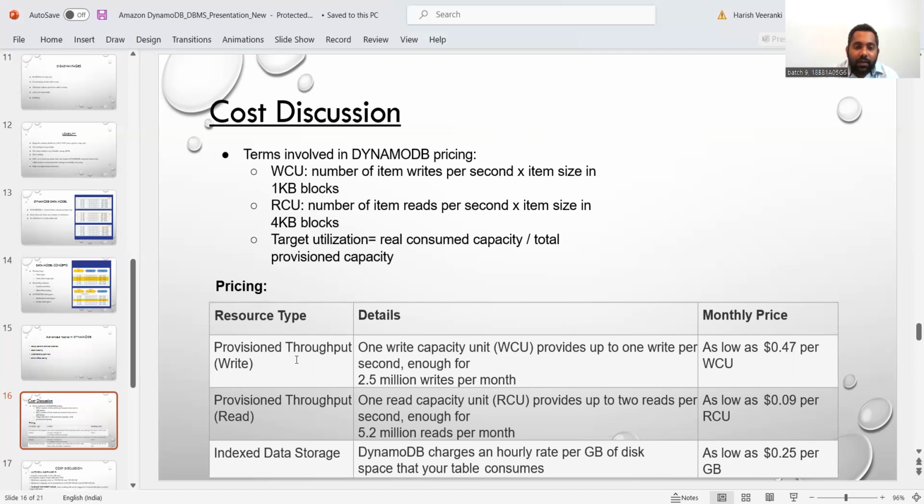And the pricing you can see over here: provisioned throughput, read and write, and indexing data storage. The details are: one write capacity unit provides up to one write per second, enough for 2.5 million writes per month, and it's going to charge as low as $0.47 per WCU. And for RCU, it's going to be as low as $0.09. For indexing data storage, DynamoDB charges an hourly rate per GB of disk space that your table consumes, as low as $0.25 per GB.